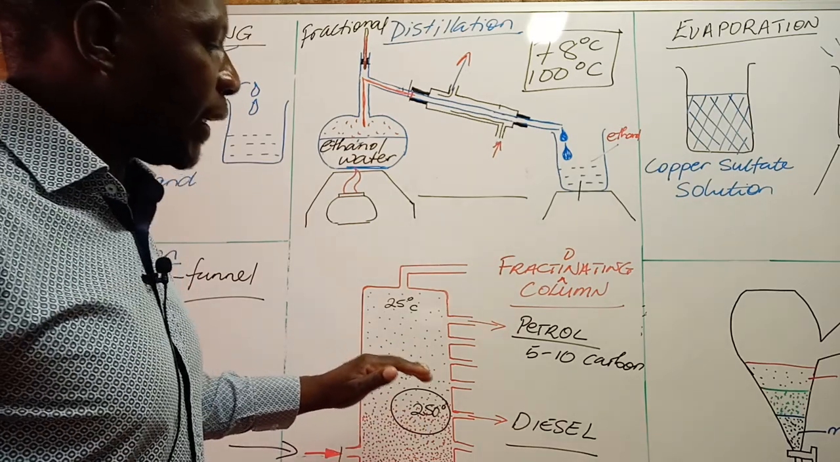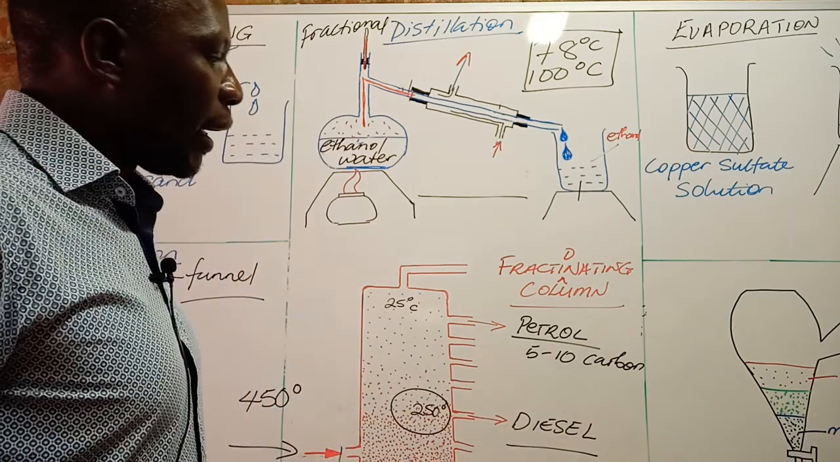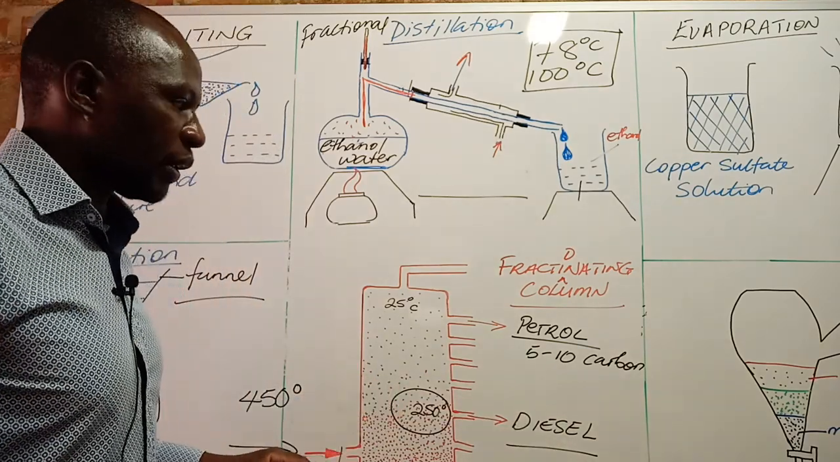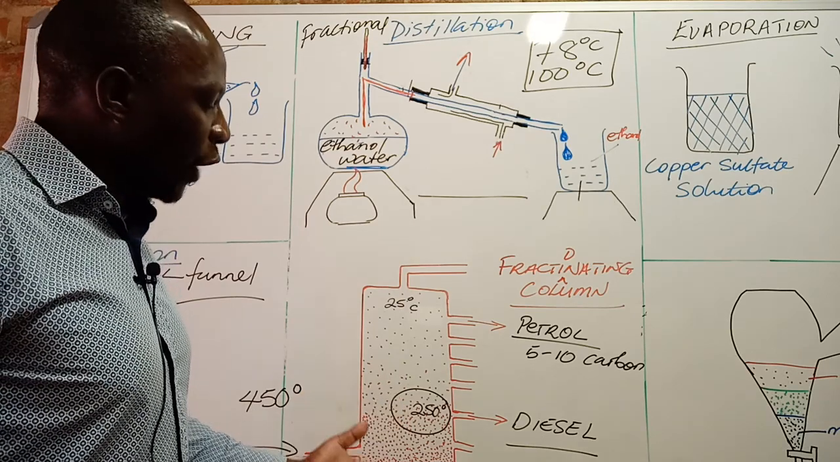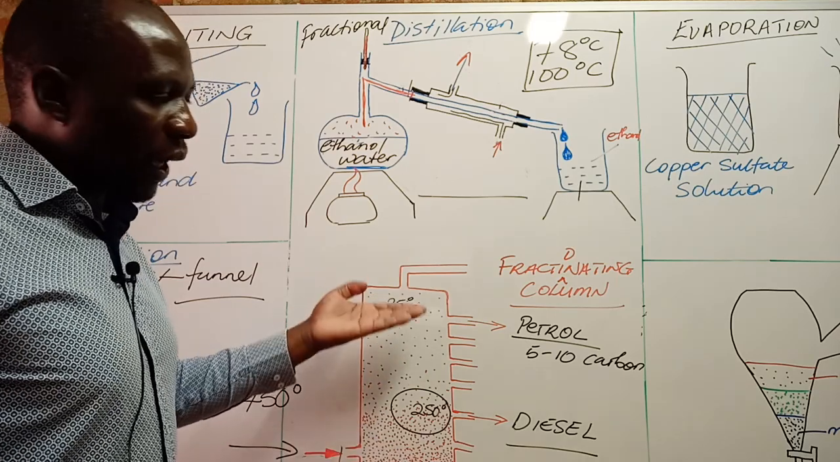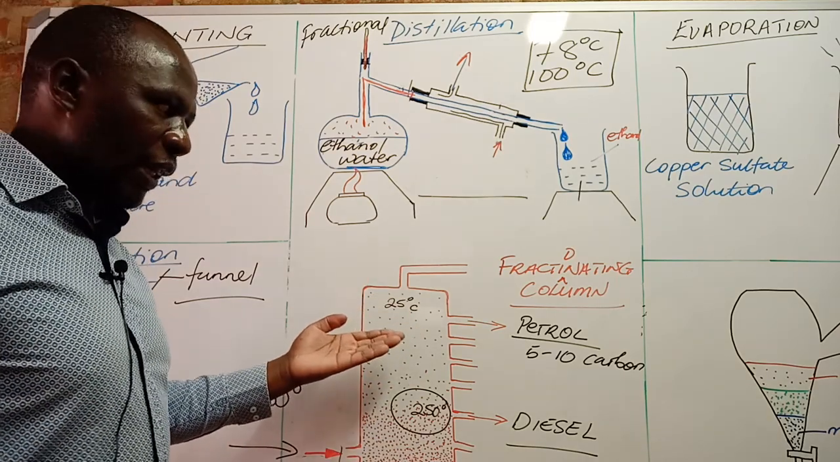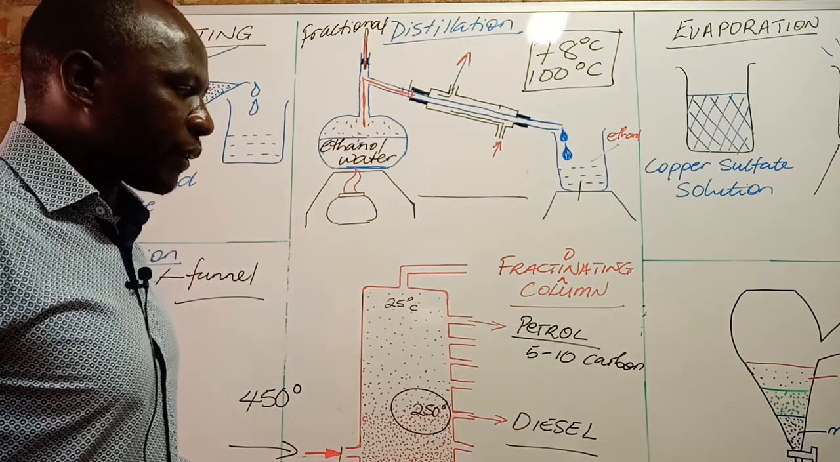Petrol, on the other hand, the petrol molecules have got about 5 to 10 carbon atoms. Therefore, petrol is lighter than diesel. So, it has got a tendency of rising up in the fractionating column. That is why petrol is collected high there.